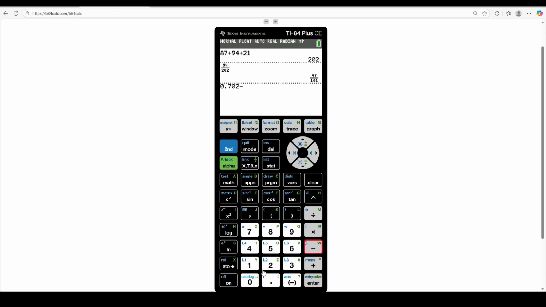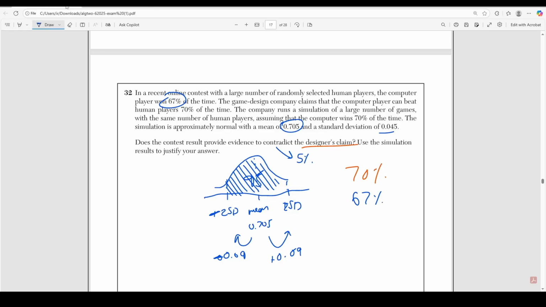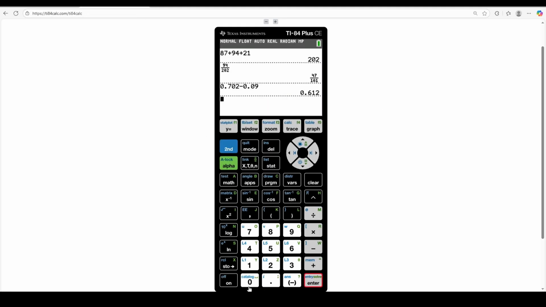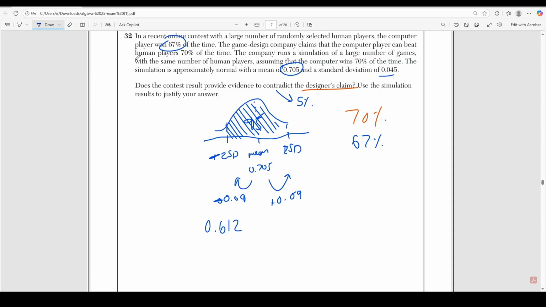So what is 0.705 minus 0.09? Well, it's 0.612. And 0.705 plus 0.09 is 0.795. I made a mistake here; this should be 0.615. So now I know that the lowest normal value we could have gotten during this game was 61.5%, and the largest win rate was 79.5%. We know that 67% falls between this range, which means it's within the 95% of data.